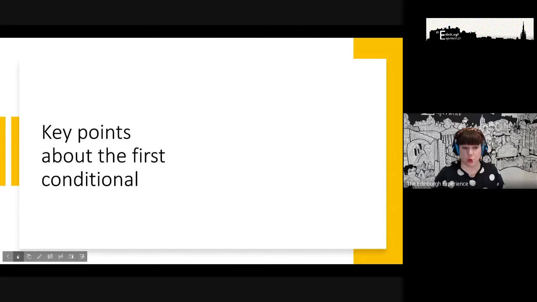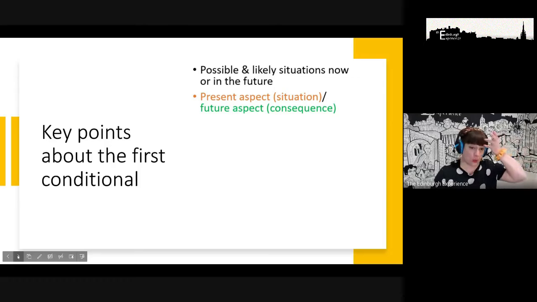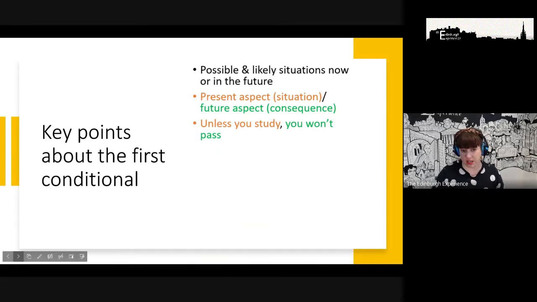Okay, so moving on to our first conditional. Remember that we use the first conditional to talk about possible and likely situations which can happen now or in the future. And we structure this with present aspect in our situation clause and future aspect in our consequence clause. So for example, unless you study, you won't pass, or if you work hard, you're going to succeed. So here we have our situation and the consequence of that.